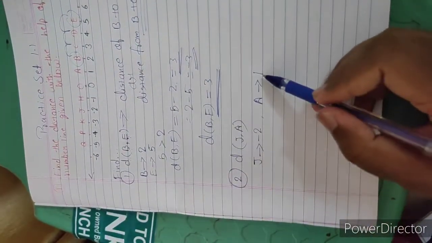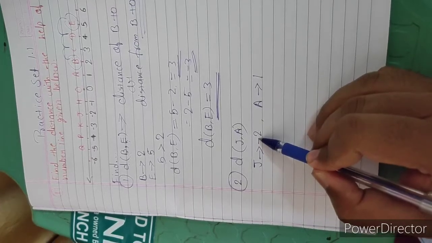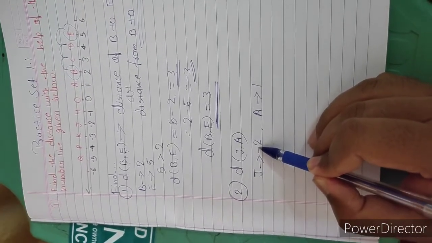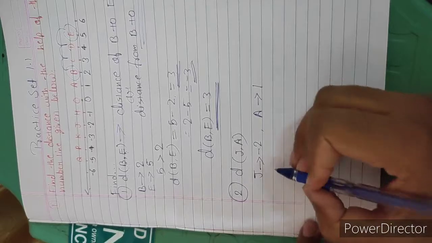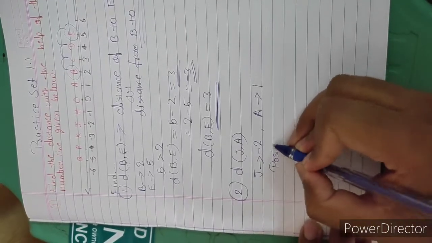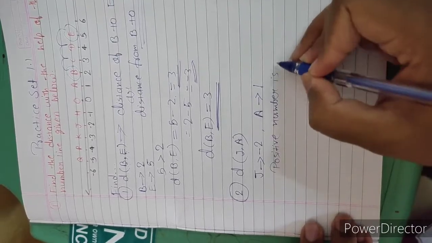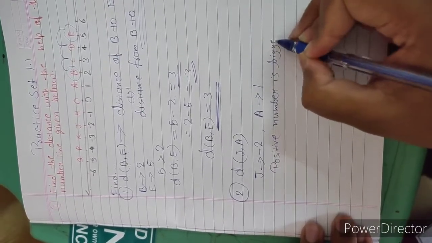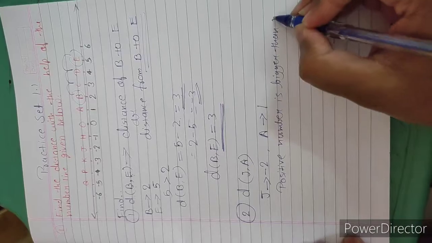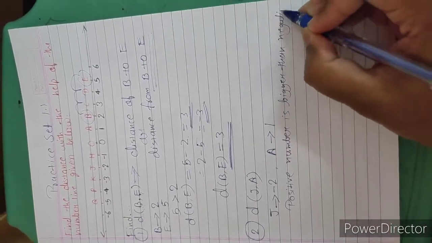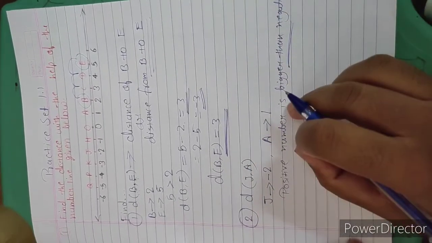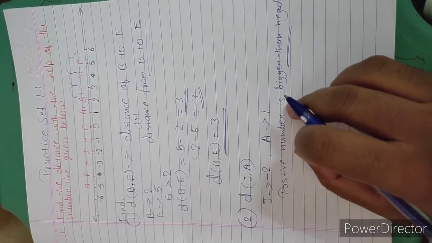Okay, there are two numbers, 1 and minus 2. We don't know which is bigger. Then always remember, a positive number is bigger than a negative number. Each positive number is greater than a negative number.